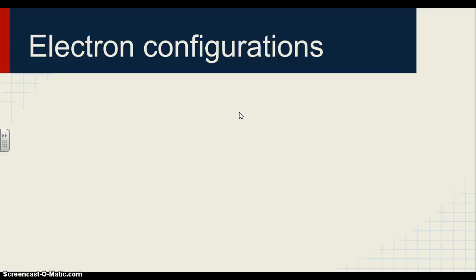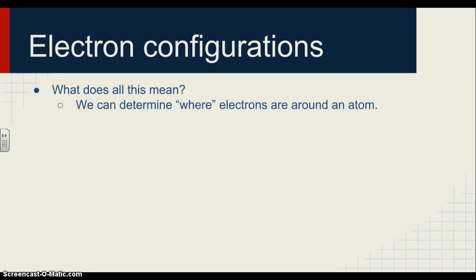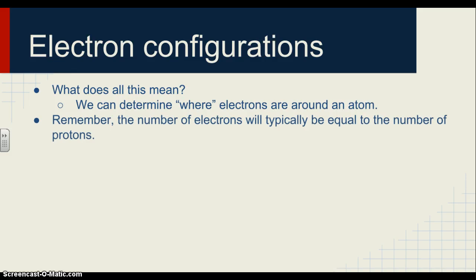So, using these quantum numbers, we can come up with electron configurations. And what are electron configurations? Well, they tell us where the electrons are around an atom. How many electrons do we have around that atom? Now, while we're doing this, remember that typically the number of electrons is going to be equal to the number of protons. In fact, for every case right now. Later on, we'll see some things called ions that are going to have more or less electrons. But right now, how many electrons does it have? Equal to the number of protons. How do we know how many protons they have? For that, we go to the periodic table.